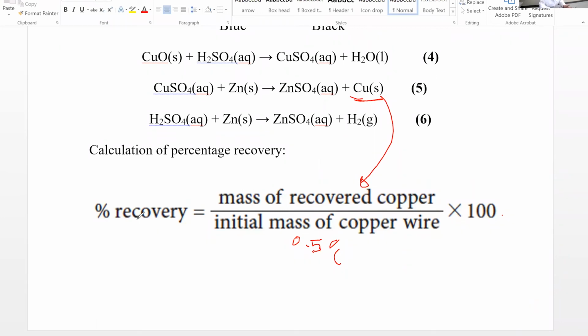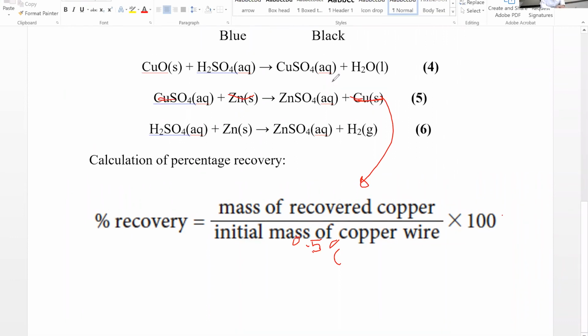Maybe not, because if you don't add enough zinc here, not all of the copper is going to be reduced. If you add enough zinc, but you don't wait long enough, you would have some blue color solution. That means the copper has not been recovered. If you add too much zinc, you would get zinc mixed with copper. So the mass could be higher or it could be lower. I just use this reaction as an example. It could be the same thing in this case.